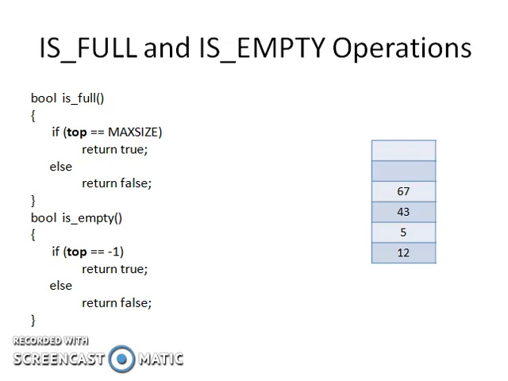Now let us consider isFull and isEmpty operations. isFull is for checking whether the stack is full or not, and isEmpty is for checking whether the stack is empty or not. So what is the return type of isFull and isEmpty? The return type of isFull is Boolean and isEmpty is also Boolean. So isFull returns true if the stack is full, and isEmpty returns true if the stack is empty.